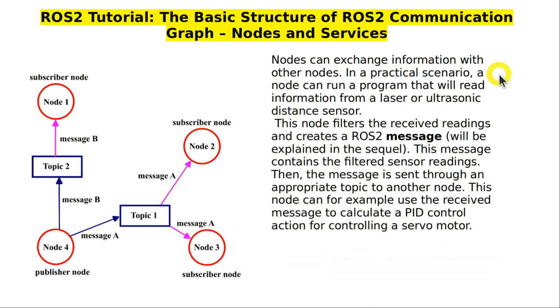Nodes can exchange information with other nodes. In a practical scenario, a node can run a program that will read information from a laser or ultrasonic distance sensor. This particular node filters the received readings and creates a ROS2 message. Messages will be explained later on in this lecture. A message contains the filtered sensor reading. Then, the message is sent through an appropriate topic to another node. This node can, for example, use the received message to calculate a PID control action for controlling a servo motor.